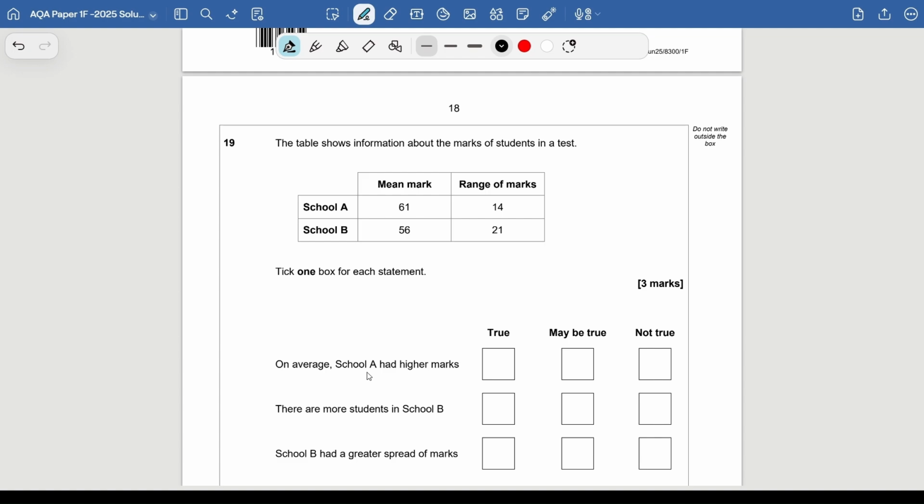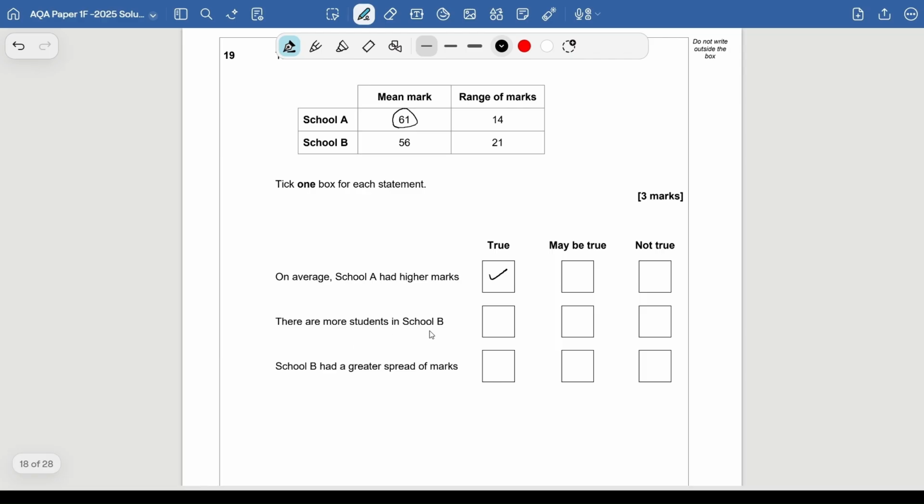On average, school A had higher marks. We see school A's mean mark was 61 and school B's mean mark was 56. So this is more. The mean mark for school A is more than school B. I will say that's the average, right? So this statement looks like it's true. School A had higher marks. So I will go with this.